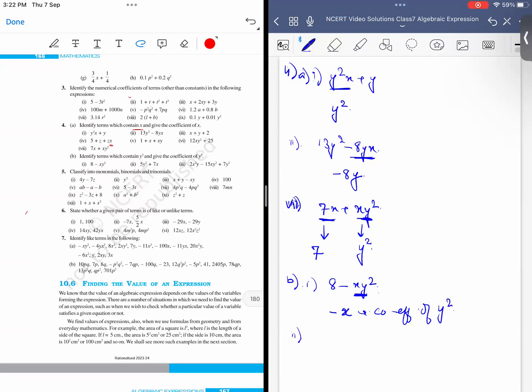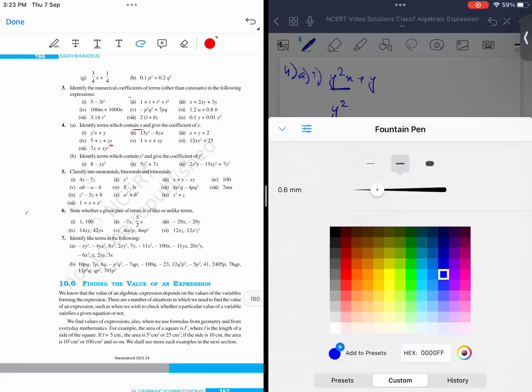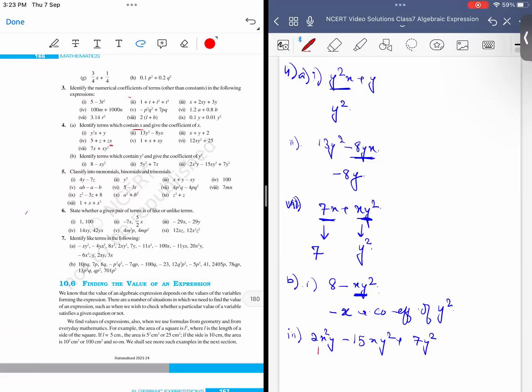Likewise, next question. The third question, I'm looking at 2x square y minus 15xy square plus 7y square. Now, one by one. The first term doesn't contain y square, so no. The second term contains y square, so what will be the coefficient? Minus 15x. And the last term contains y square, so its coefficient will be 7.